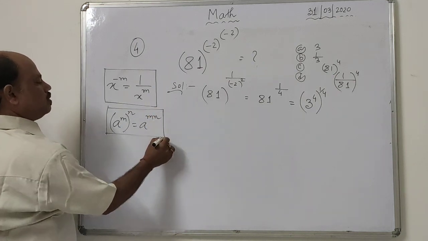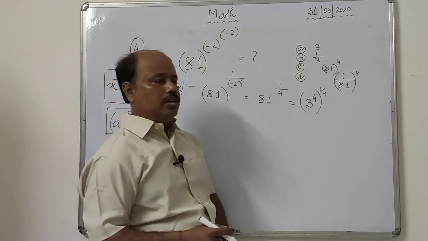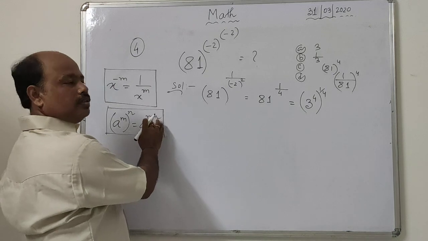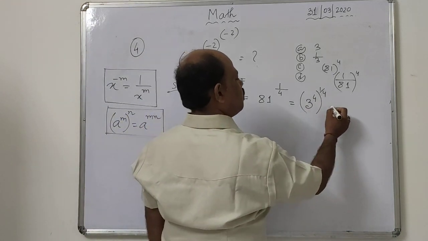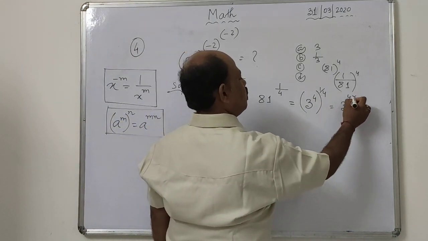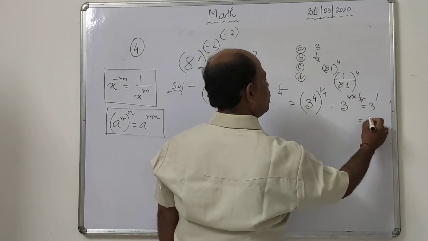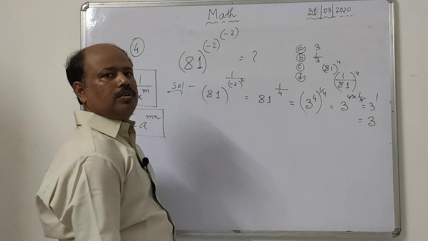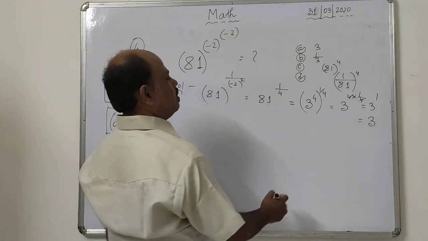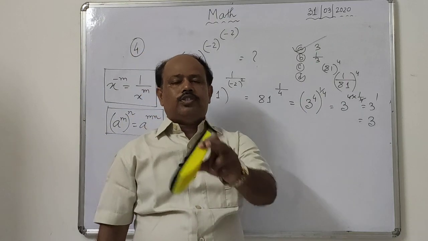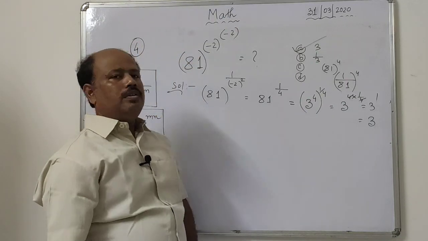Another rule you have to use there. This will be multiplied, mn. For that case this 4 will be cancelled. 4 into 1 by 4, 4 cancels, that is 3 to the power 1 equals 3. Which option is correct there? Option A. The first option is correct.